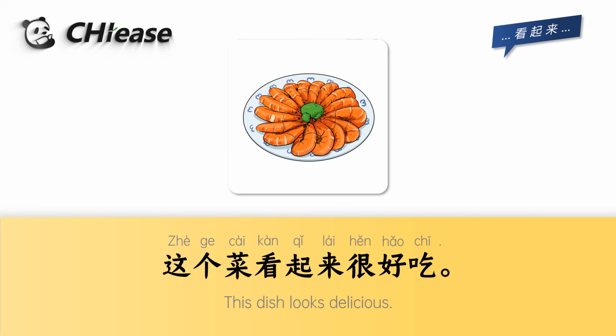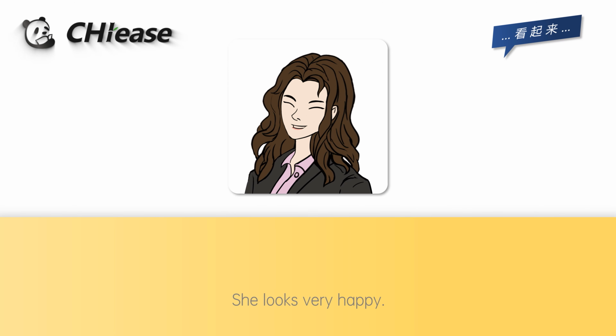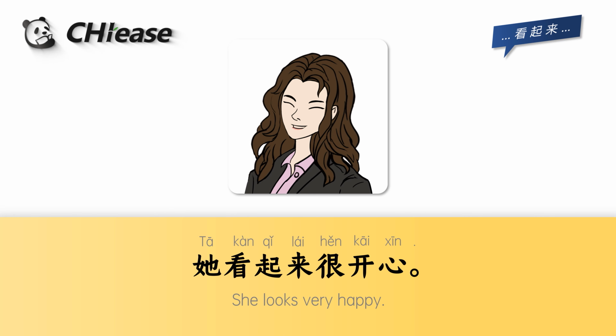这个菜看起来很好吃. This dish looks delicious. 菜 means dish. 好吃 means delicious. Now please try to make a sentence by yourself according to this picture. How to say she looks very happy. It's 她看起来很开心. 开心 means happy.